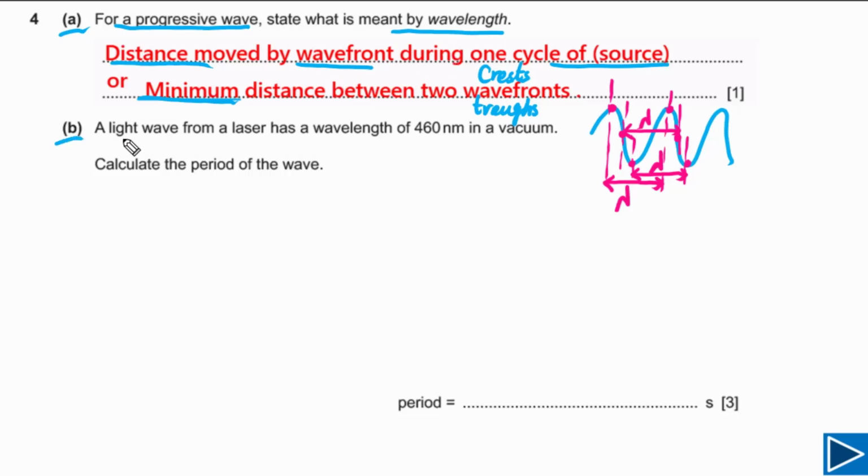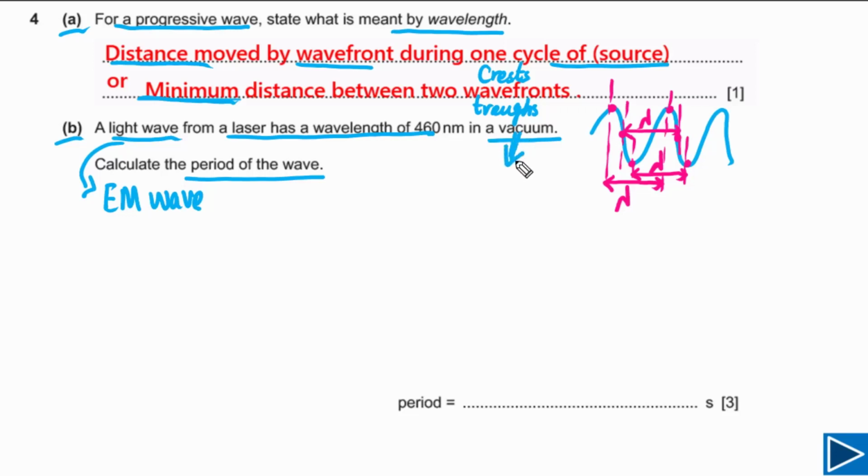For part D, it is given to us that a light wave from a laser has a wavelength of 460 nanometers in vacuum. We need to calculate the period of the wave. First thing we need to understand is a light wave. Light waves are electromagnetic waves. So simply we can say a light wave is an electromagnetic wave. Now it is given to us, the medium is given.